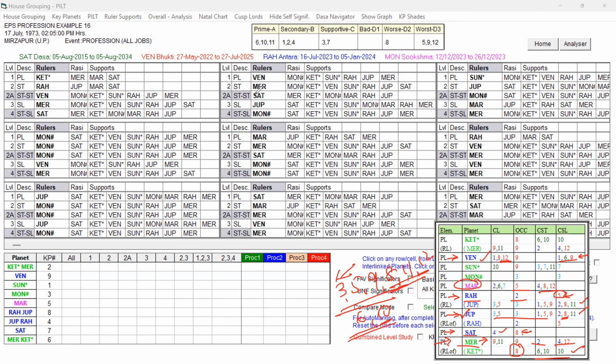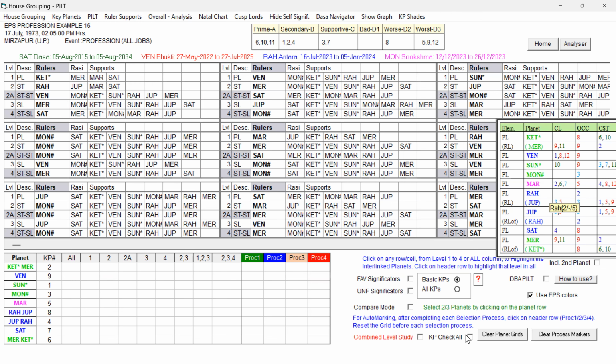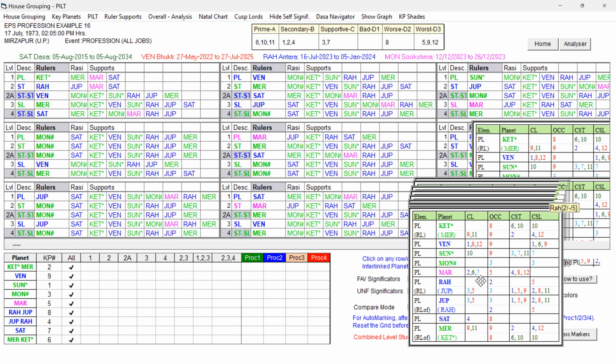So I think we're able to understand. Now let us check the destiny. So let me choose all planets, KP check all. So now all planets are getting the color.